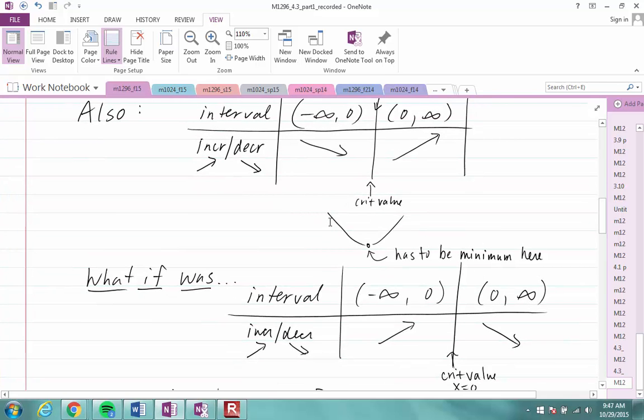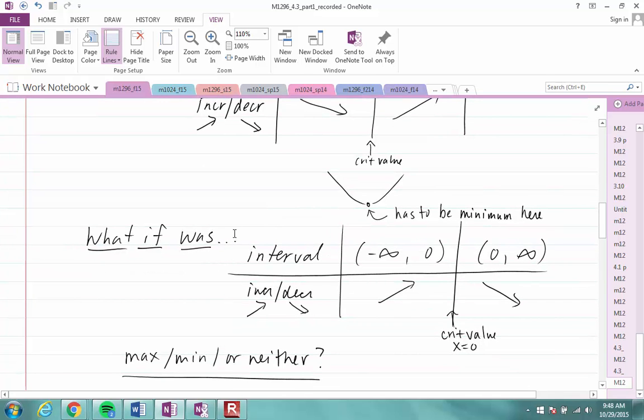The point I want to make right now is that when we go from, in this example, decreasing to increasing, and we have a critical value between there, then we have to have a minimum value here. It might not be an absolute minimum, but certainly it's a relative minimum, because that's the only way that we can have a function go decreasing and increasing. It's got to be a low point.